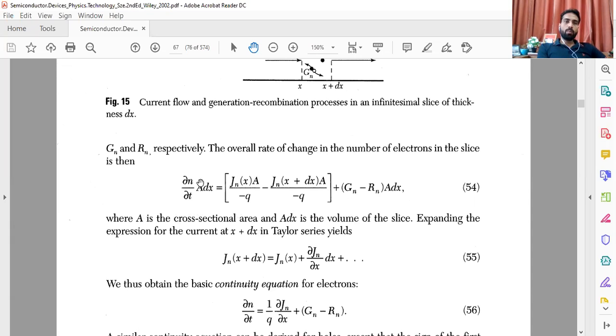So here we are talking about this rate, dn upon dt, the number of rates changed. Second, talking about this dx, then talking about Gn x minus q, now Gn x plus dx minus q plus Gn minus Rn dx. So this is basically the equation created on the basis of four factors.